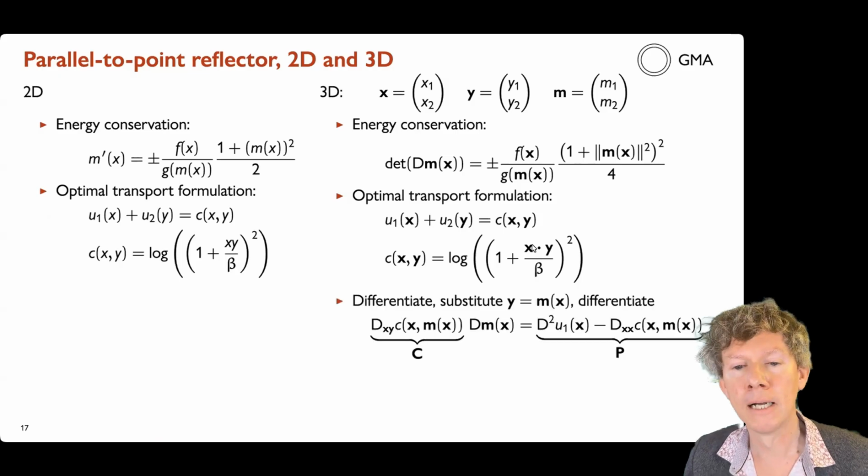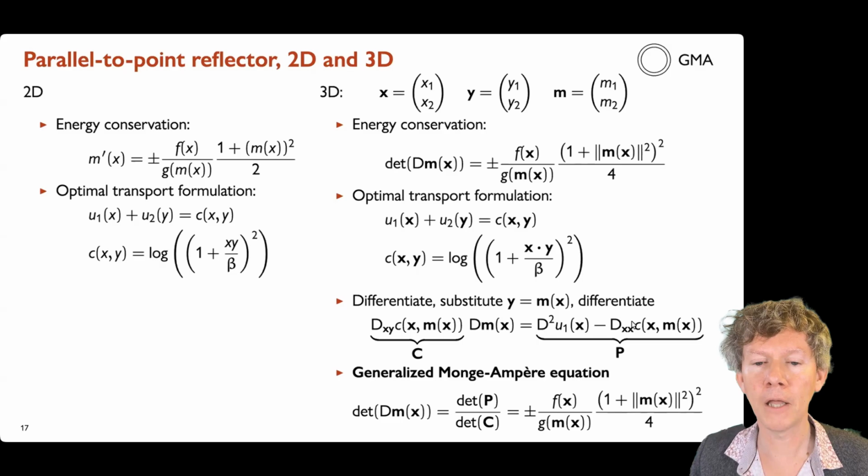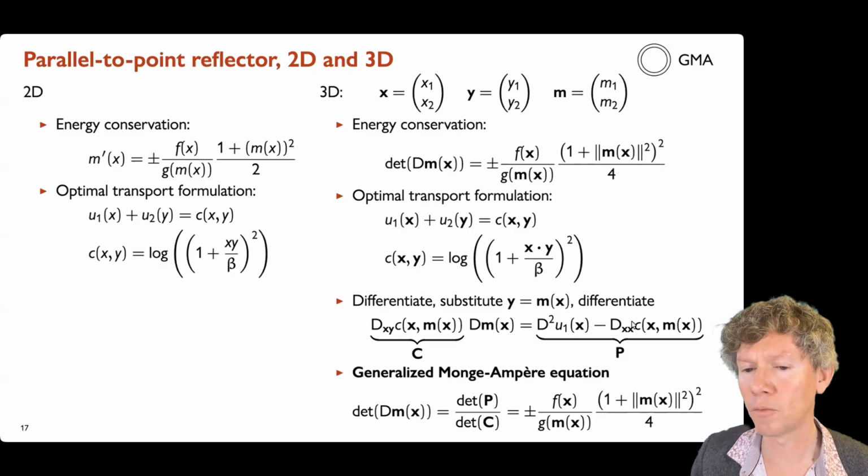And then to solve it, what we do is we look at this formulation here, we differentiate to X, substitute the optical mapping, differentiate again. This matrix here I call C, this one I call P, and then we have a generalization of the Monge-Ampère equation.